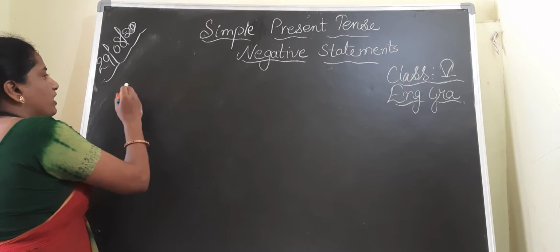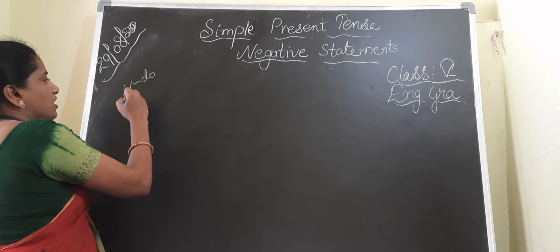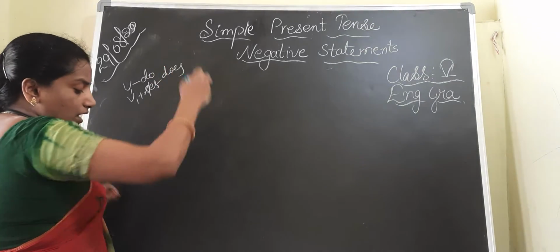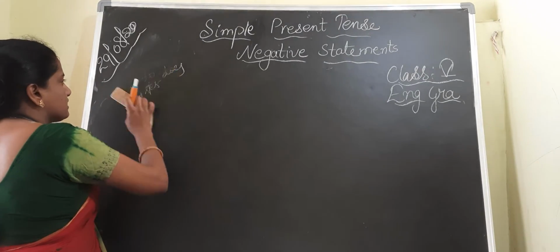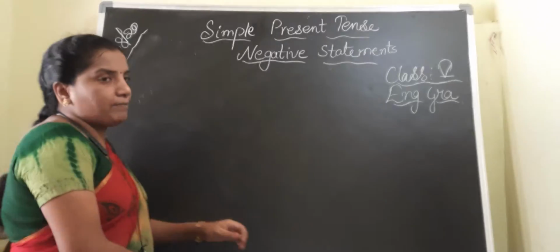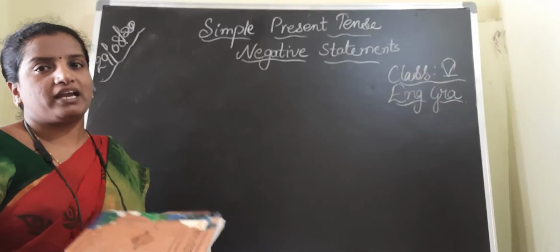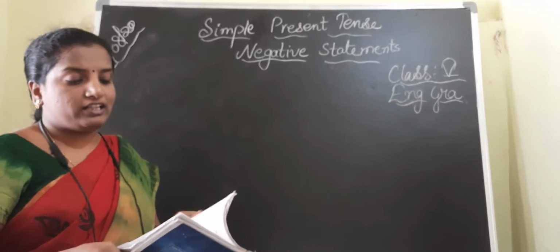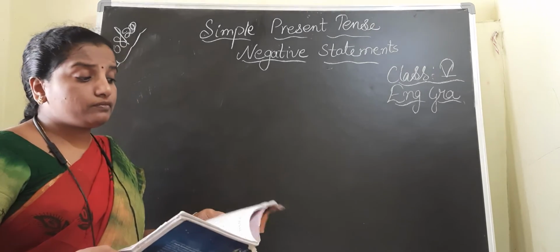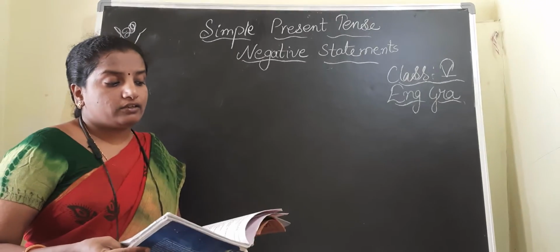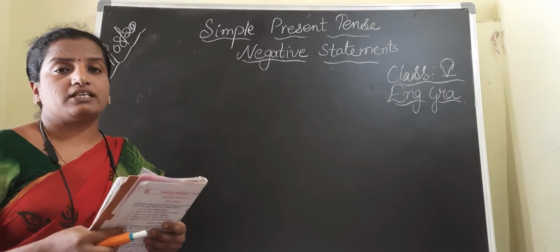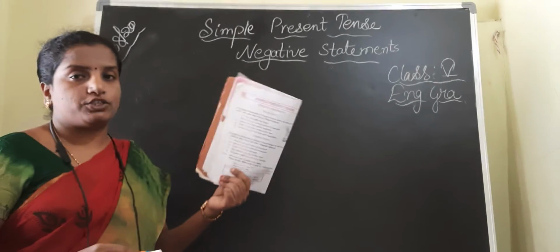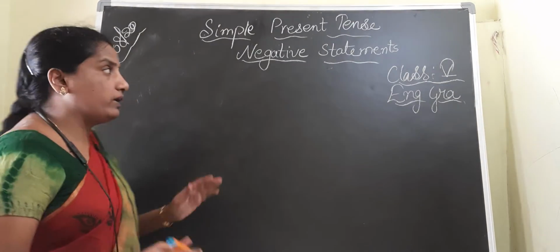Or you can say, if there is V1, you have to use do. If there is V1 with s or es, you have to use does. Now, for the plural subject we have discussed more examples. Coming to the singular subject, we have explained only the structure and one example. Now, related to your textbook, children, this is chapter number 4, simple present tense. Simple present tense negative statements is chapter number 5 in your textbooks. Now let us see the singular subject.